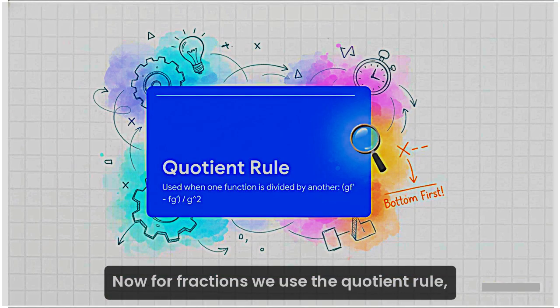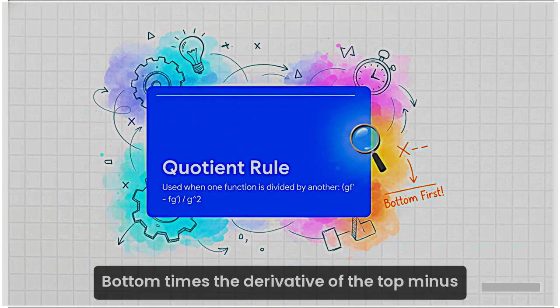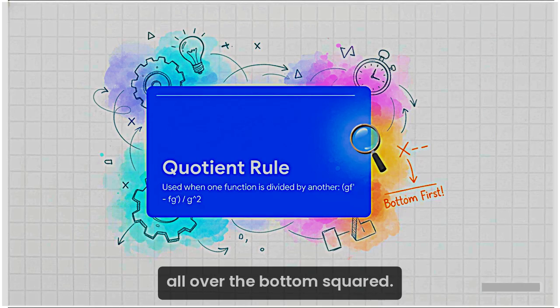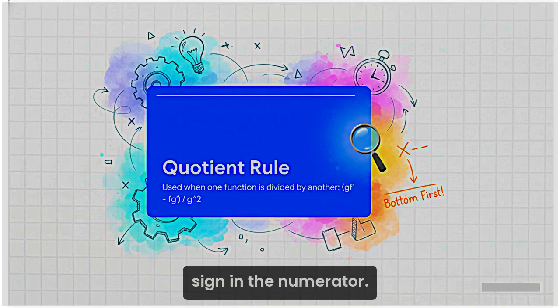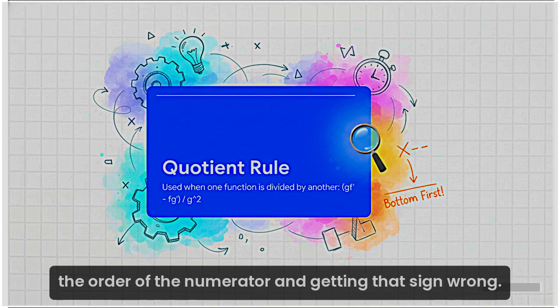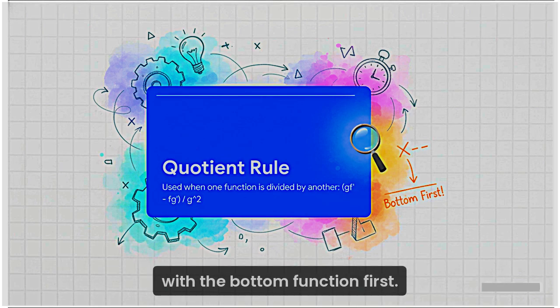Now for fractions, we use the quotient rule, the classic memory trick. Bottom times the derivative of the top minus the top times the derivative of the bottom, all over the bottom squared. But pay close attention to that crucial subtraction sign in the numerator. A super common mistake students make under pressure is mixing up the order of the numerator and getting that sign wrong. Just remember, always start with the bottom function first.